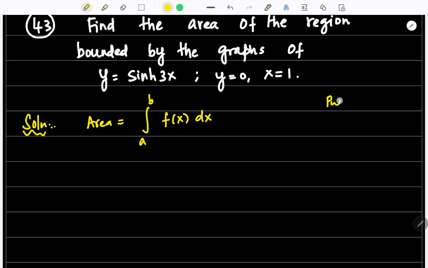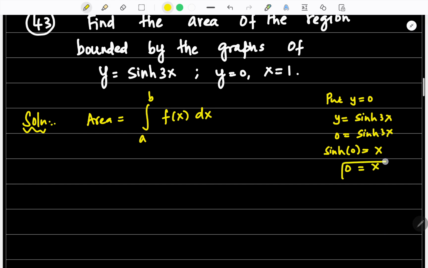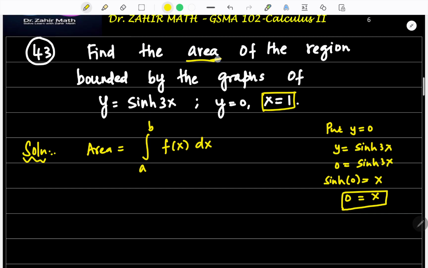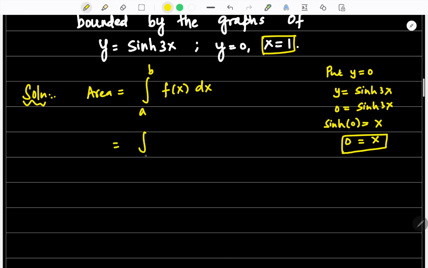Okay, so you put y equal to 0 in the equation. What is that? Y is equal to sine hyperbolic 3x. So if I put y equal to 0, I'll get sine hyperbolic 3x equals 0. So you take it in the calculator or whatever, so 3x or 0, so it's going to become what? 0. So x is equal to what? 0. Sine hyperbolic 0 is 0. Okay, right. So already x equals 1 is there, and the question is find the area, right? So this equals integral x equals 0 to 1, sine hyperbolic 3x times dx.